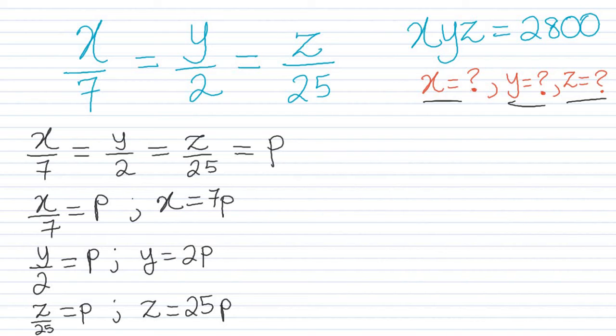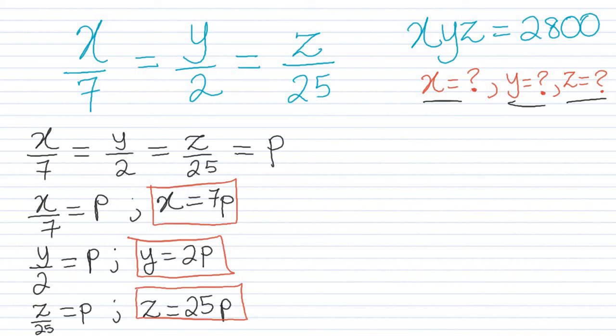Now that we have each one of these, I'm going to put them in beautiful red boxes so that we can differentiate each one of them. We also know that xyz equals 2800. If that's the case, we already know the value of x in terms of p, the value of y in terms of p, as well as the value of z in terms of p. So all we have to do is a substitution. Here where x is, we're going to put 7p.